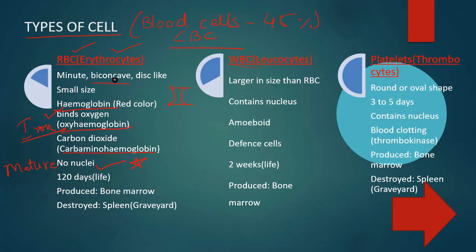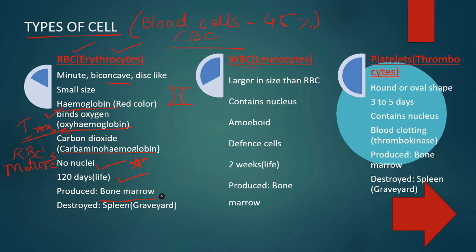So the structure is very small and biconcave, and it does not have a nucleus. I mean, mature RBCs do not have a nucleus, please do mention that. Then the function is carrying oxygen with the help of a protein called hemoglobin. The lifespan is 120 days. One RBC can live only for 120 days. Afterwards, new RBCs are produced by the bone marrow.